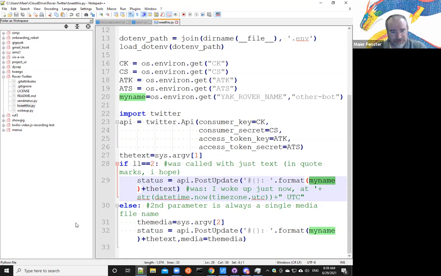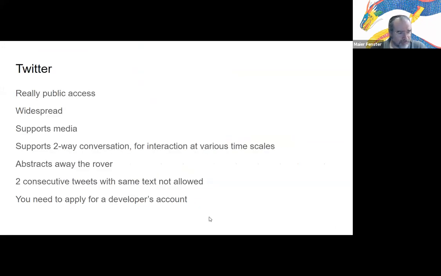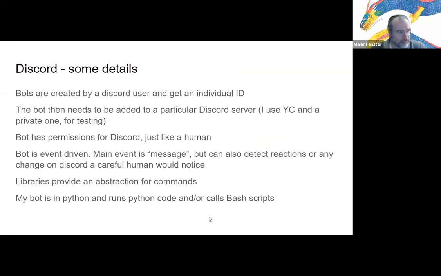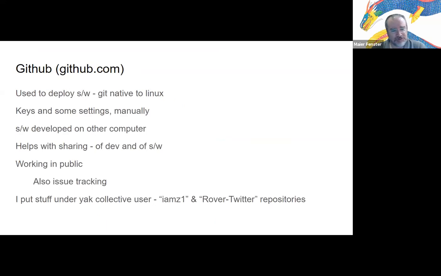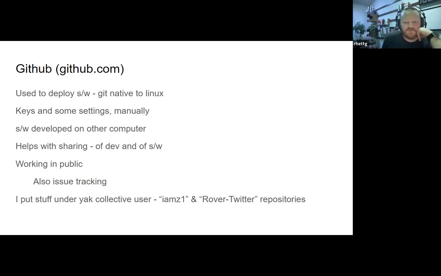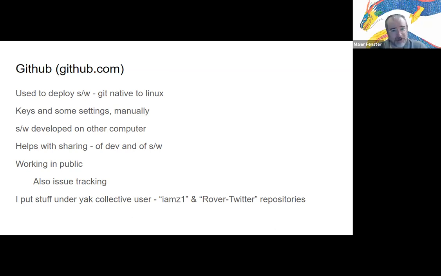Okay, so it's on the Yak rover repos, right? Yeah, that's what I said before. There are two repositories. One is called IMZ1, and the other one is called Rover Twitter. What's the Yak collective user? Yeah, there we go. I see. Yak Collective. We're very sneaky.